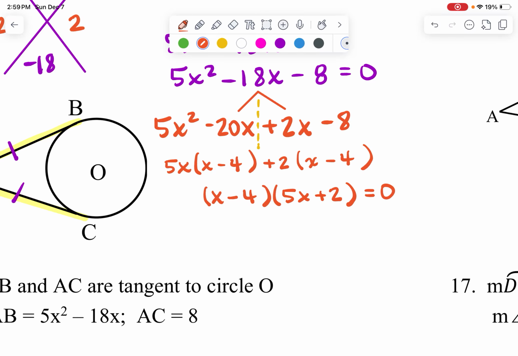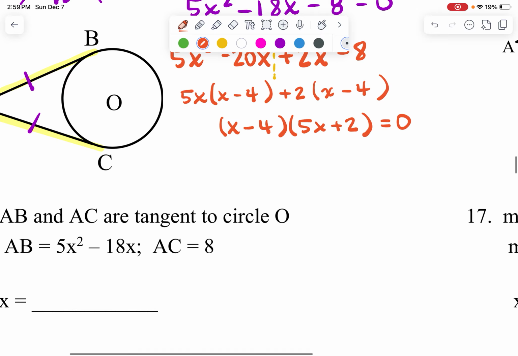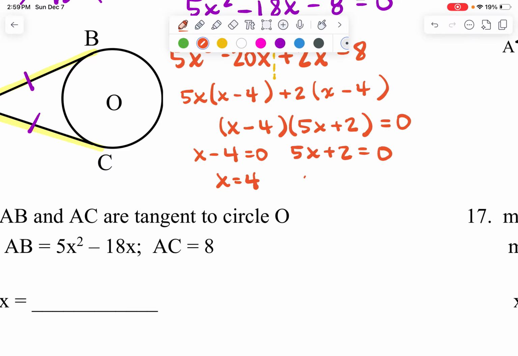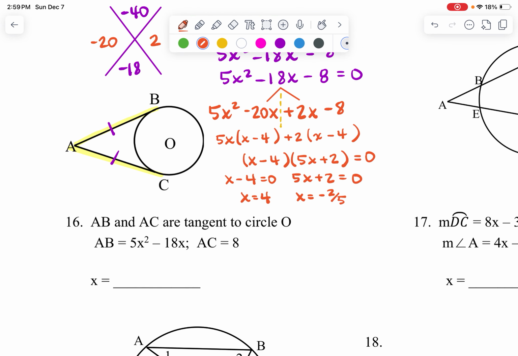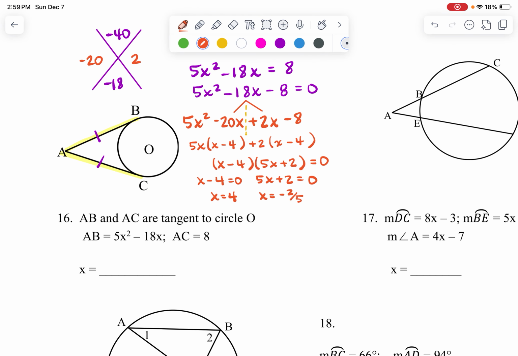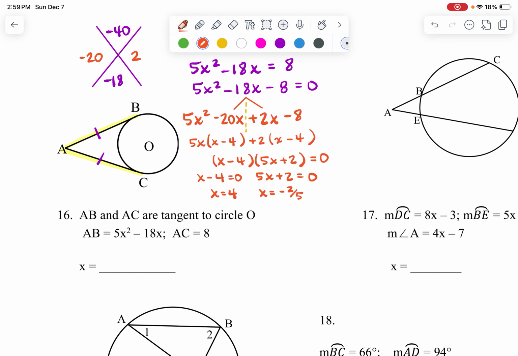We're not done, however, because we still have to solve, so we're going to set these factors equal to 0, which gives me x equals 4 and x equals negative 2/5. Now, what you need to make sure of is if you plug it back in, does it work, right? And so the 4 definitely works, right? That gives me 16 times the 5, and then you're subtracting 72, and that does give you 8. So x equals 4 is one of your answers.